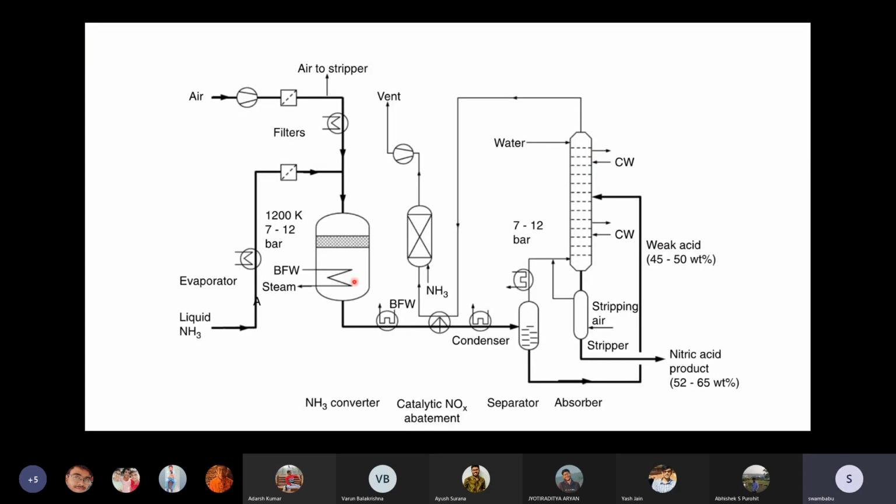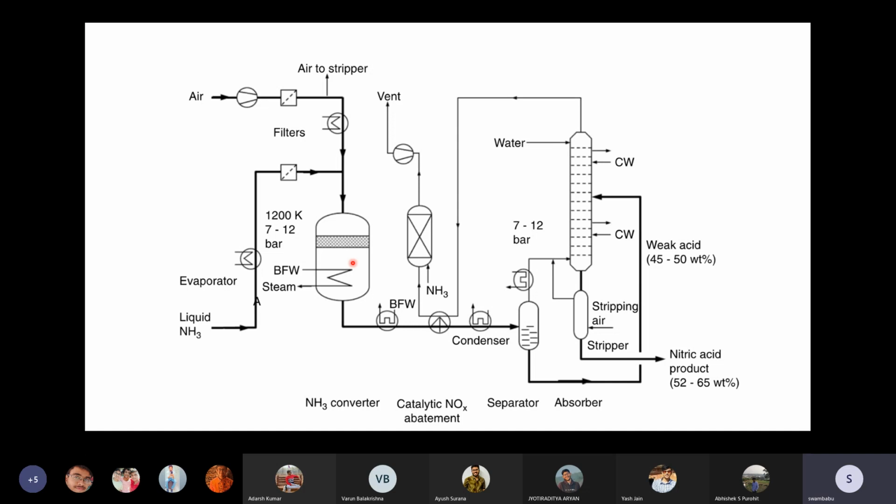Here this is the ammonia converter, where ammonia reacts with oxygen and produces NO. This is a highly exothermic reaction and it is an irreversible reaction. So this can be operated at high temperature.